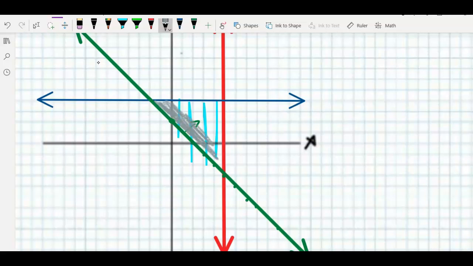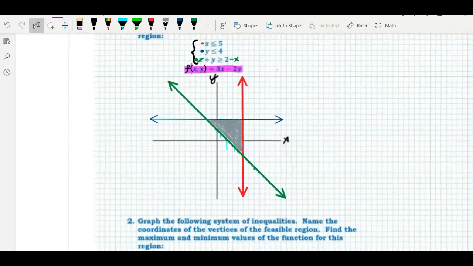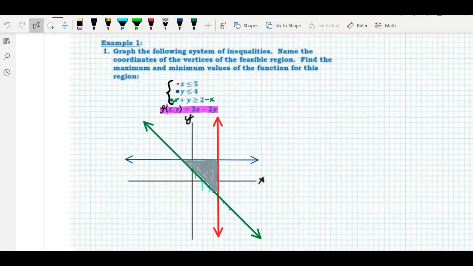This is my feasible region. That means that any point in this shaded gray region could solve my constraints. It will satisfy all three constraints. It will be less than 4 for y, it'll be less than 5 for x, and when I add the two coordinates together, they'd be greater than 2. All right, so we found the feasible region, but now we need the coordinates of the feasible region.